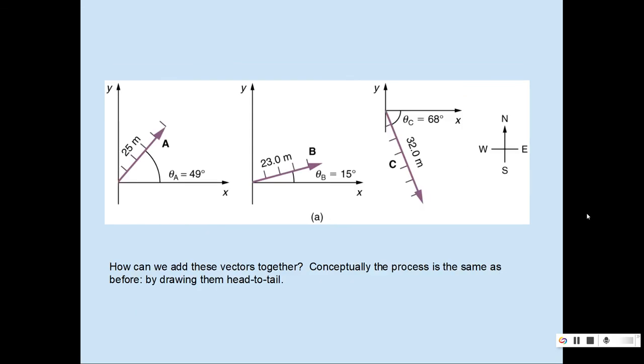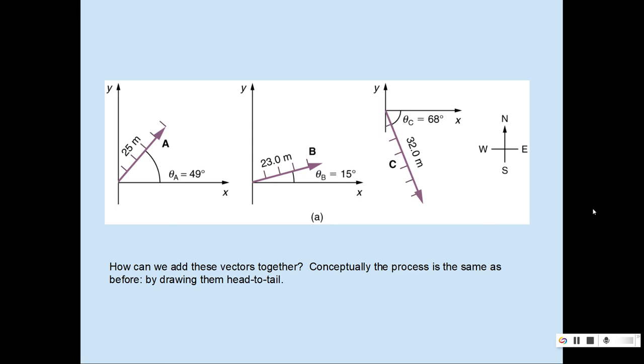So we can make this picture a little bit more complicated. We have 3 different vectors that we want to add together. We have vector A, 25 meters long at an angle of 49 degrees. We have vector B, which is 23 meters long at an angle of 15 degrees. Then we have vector C, which is 32 meters long at an angle of negative 68 degrees, or 68 degrees below the x-axis, however you want to specify that.